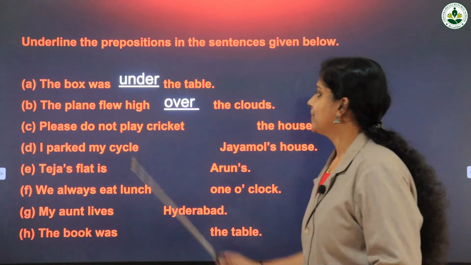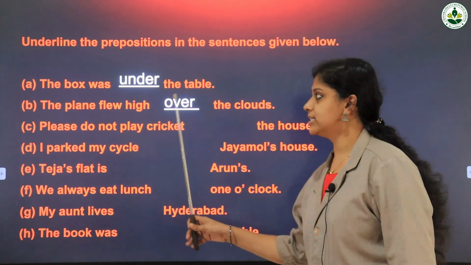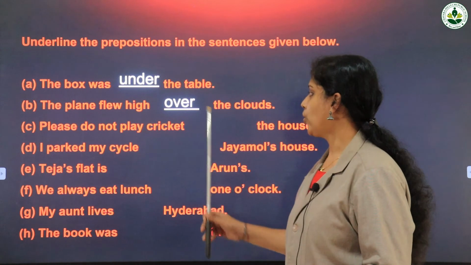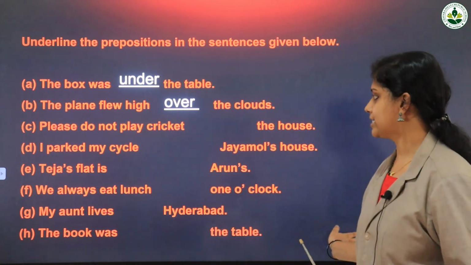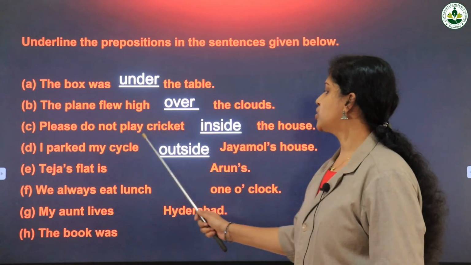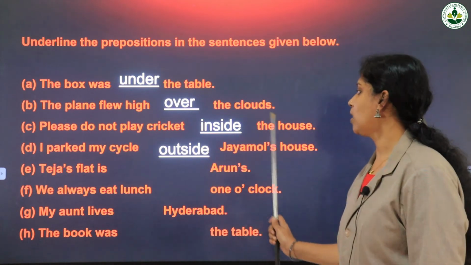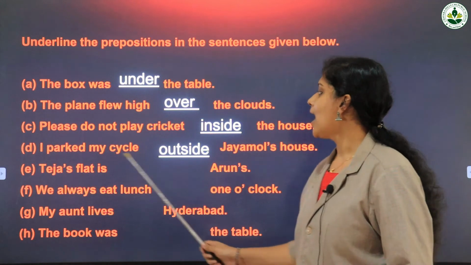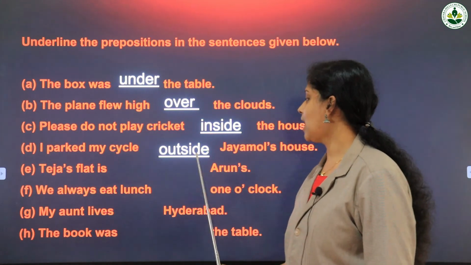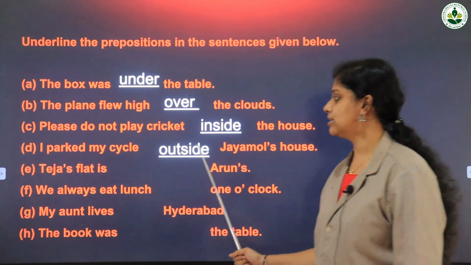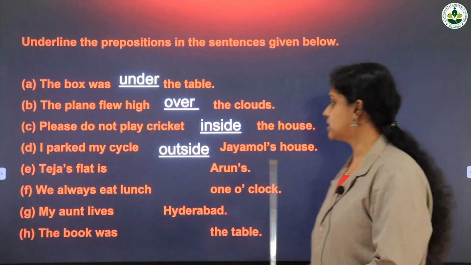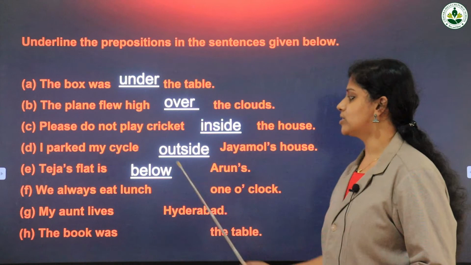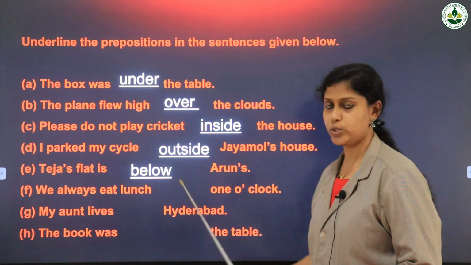First one: The box was under the table. Here, under is the example of a preposition. Next one: over is the preposition in that sentence. Next one: Please do not play cricket inside the house. Here, inside is an example of a preposition. Next one: I parked my cycle outside Jayamol's house. Here, the preposition is outside. Next one: Teja's flat is below Arun's. Here, below is a preposition.